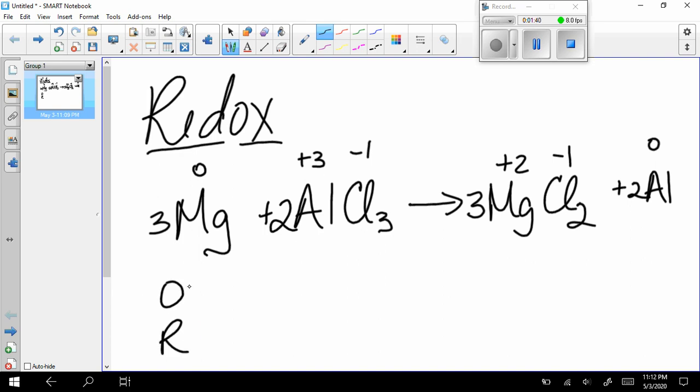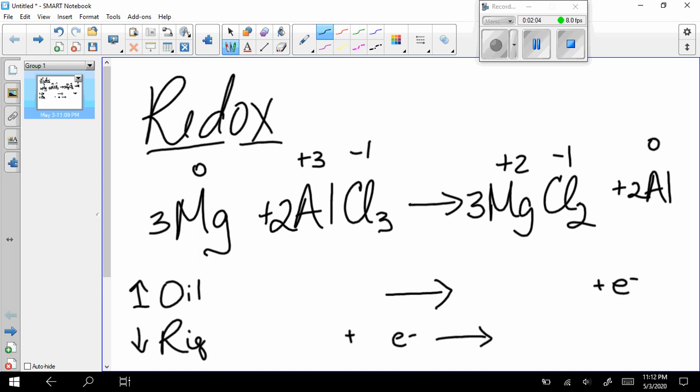So remember, I had the little phrase OIL RIG. The oil goes up out of the earth and the rig goes down. So let's talk about what that means again. Oxidation is losing electrons. That means when I write a half reaction, my electrons are going to be way over here. And then reduction is gaining electrons, which means I need to add the electrons before the arrow.